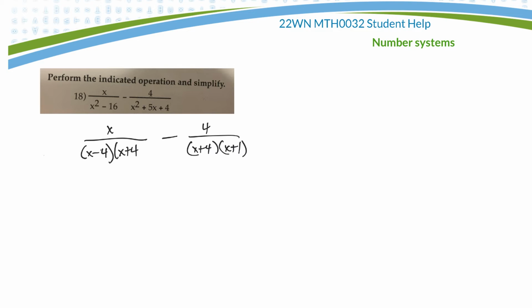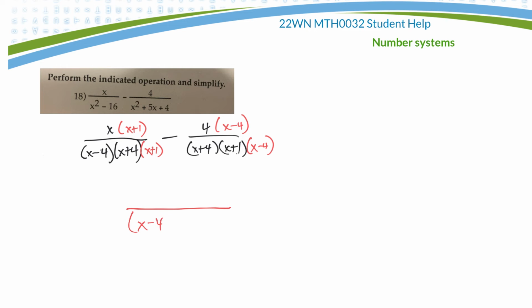Okay, now if I'm subtracting fractions, I have to get a common denominator. So the common denominator, x minus 4, x plus 4, needs to be x minus 4, x plus 4, and an x plus 1. So I need to multiply both top and bottom on this one by an x plus 1. On the other one, I got x plus 4, x plus 1. I need to multiply both top and bottom by what? Hopefully you said x minus 4. That would be correct.